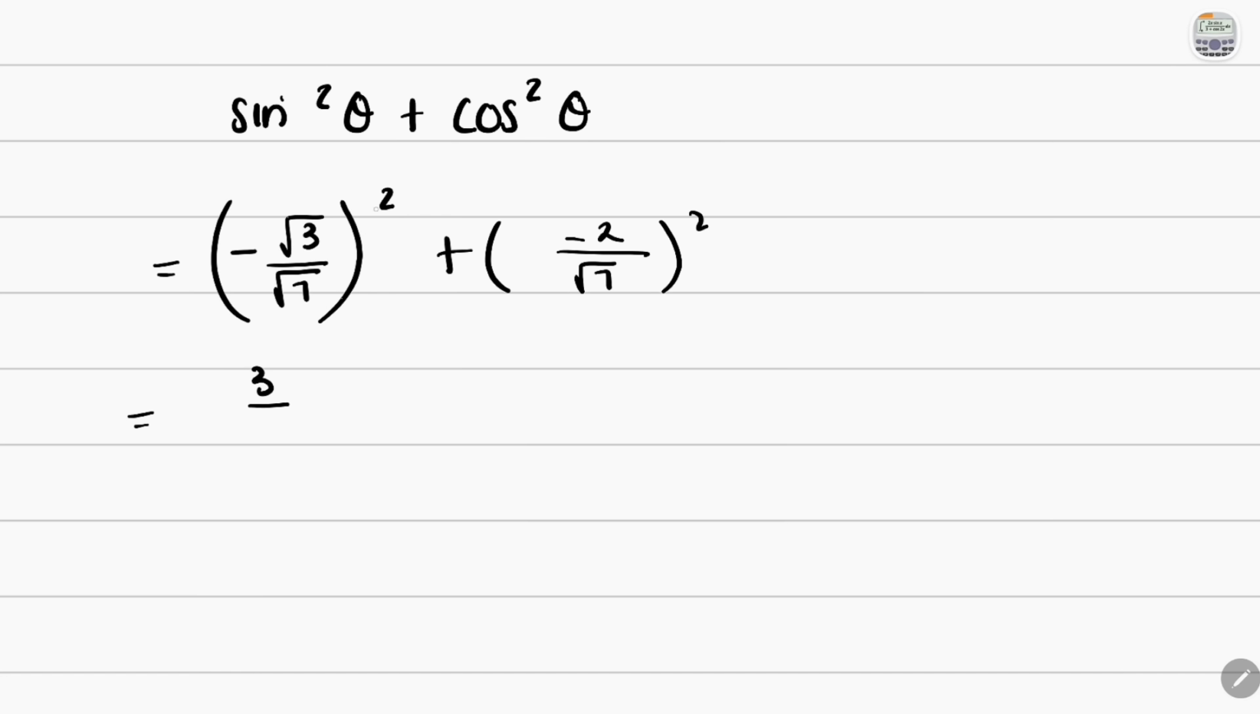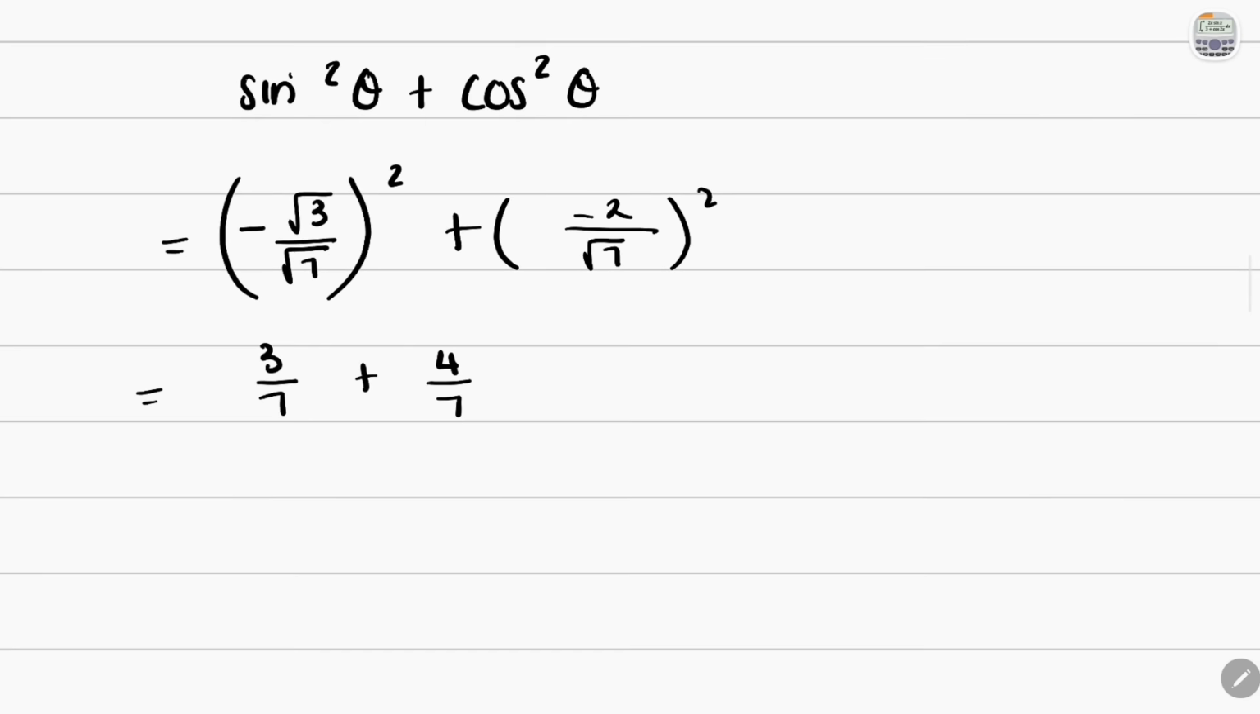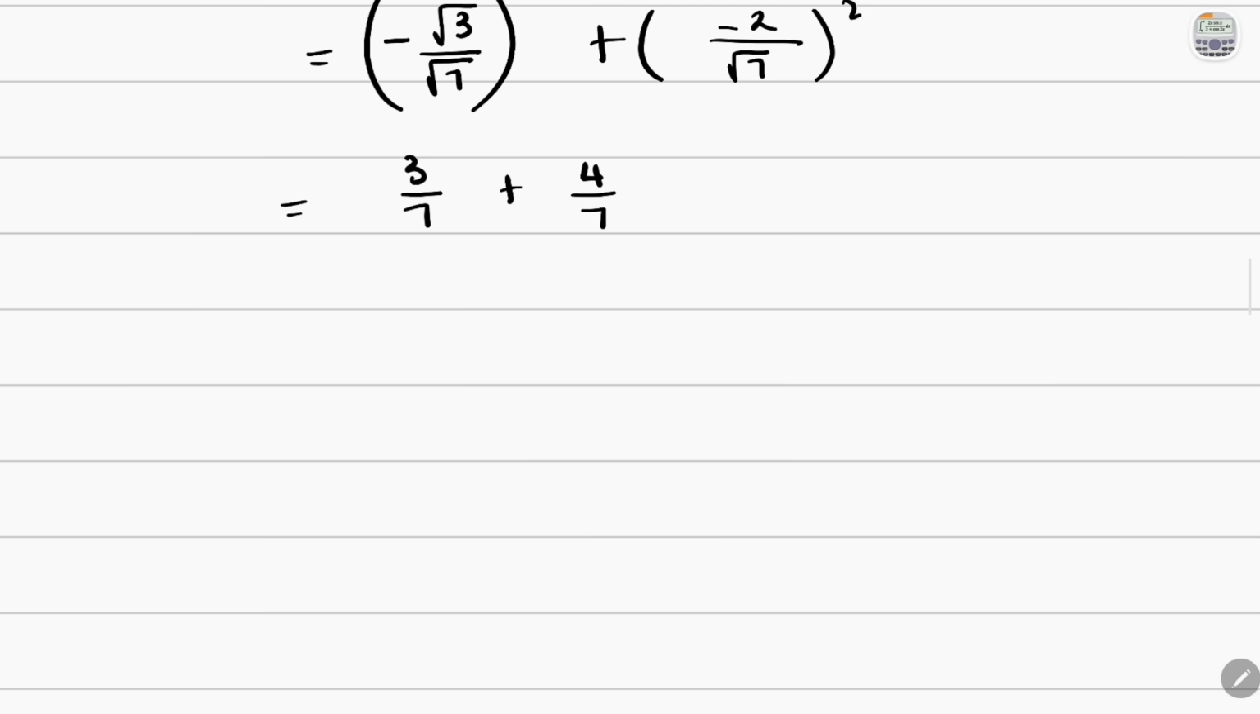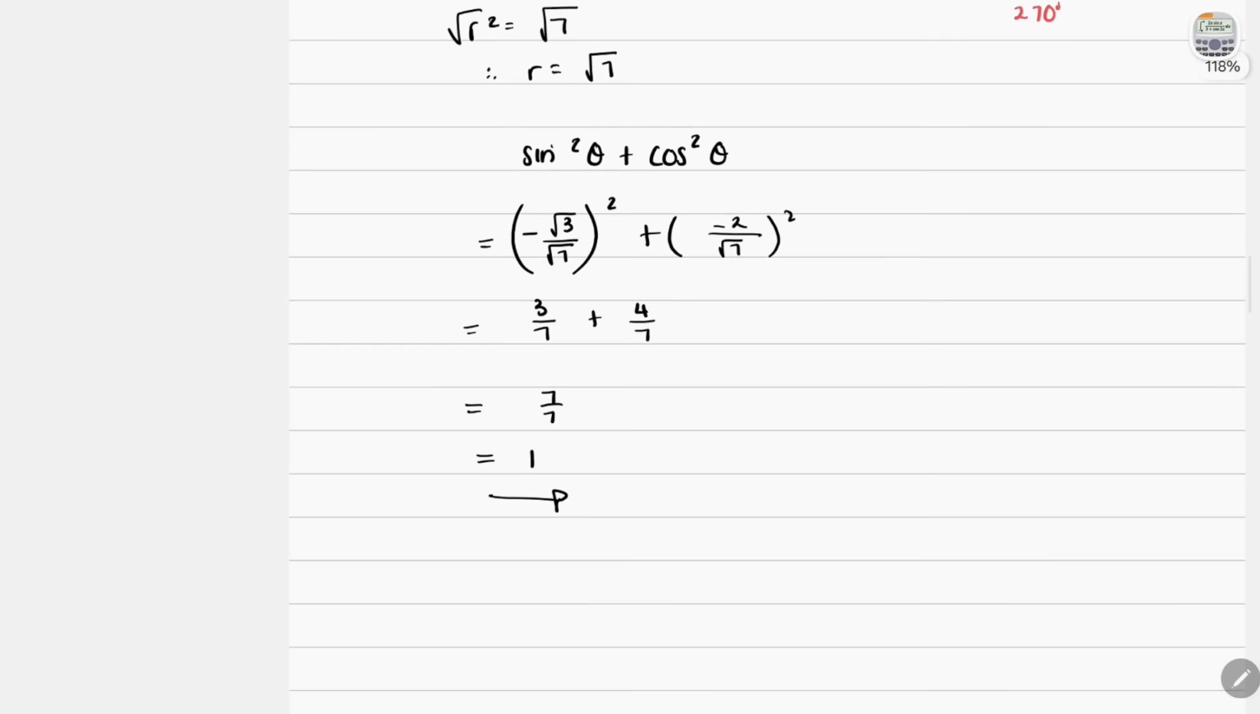So this is 3 over, and then that becomes a 7. Plus, this will become a positive 4 when it gets squared, and then the root 7 becomes 7. We know that 3 plus 4 is 7. So the denominators will stay the same because we are adding. So we add the numerator, denominator stays the same. 7 over 7 is indeed equal to 1, and that is our answer.